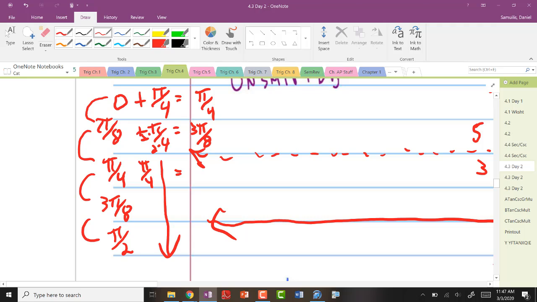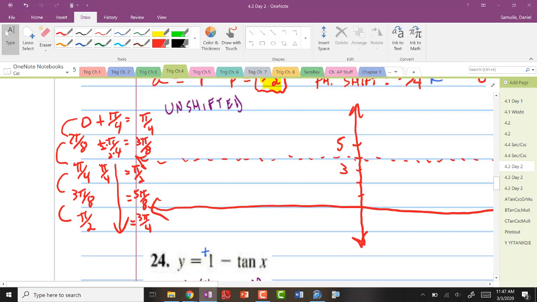4 pi over 8, which is pi over 2. 5 pi over 8. 6 pi over 8. And now they're moved.